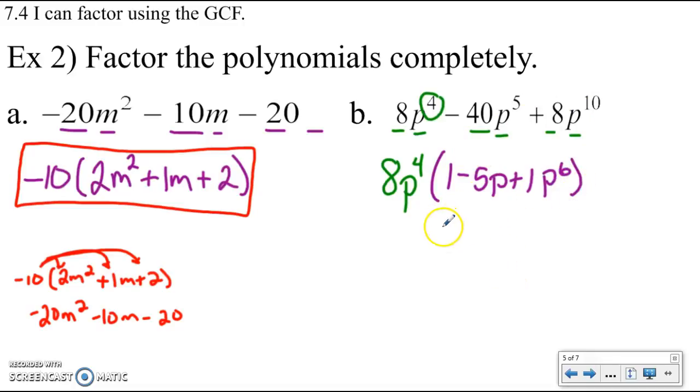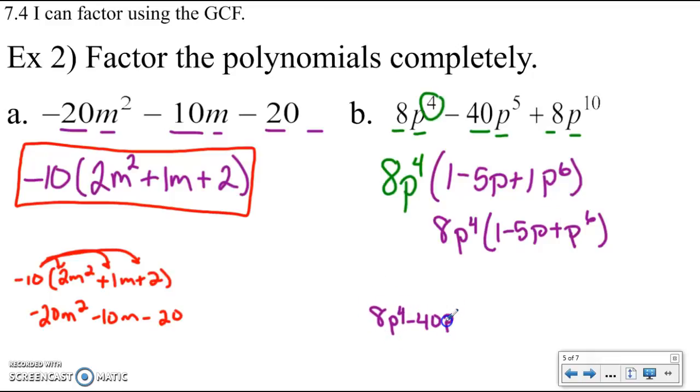Notice that I've been putting ones in there for you. Typically, you're going to see me write this answer like this. I have to have a 1 there in that first term in the parentheses, but I don't have to put a 1 in front of the p. Final step, if you check your answers, you get 8p to the 4th minus 40p to the 3rd plus 8p to the 10th, which is what we started with. So this here is our final answer.